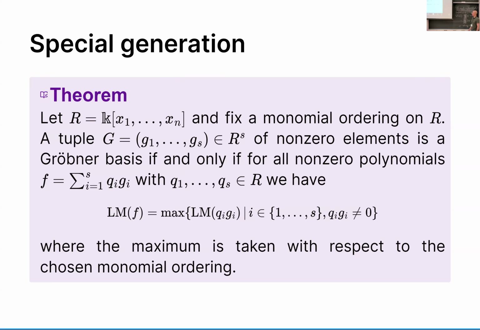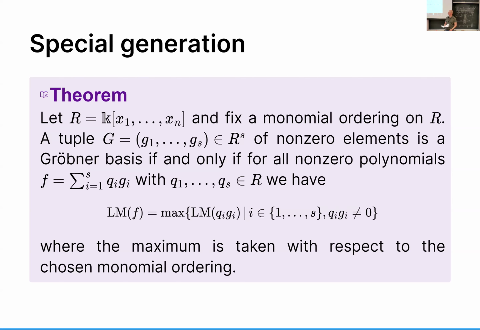So this phenomenon is sometimes called special generation. Let's go through here. Suppose G is a tuple G1 through Gs. And it turns out that G is a Gröbner basis if and only if, whenever you write a polynomial f as a linear combination of those G's, the leading monomial of f must be the largest of the leading monomials of these products you see on the right, Qi Gi. I guess my Q's here would have been the x and the y, right? But we see this doesn't happen.